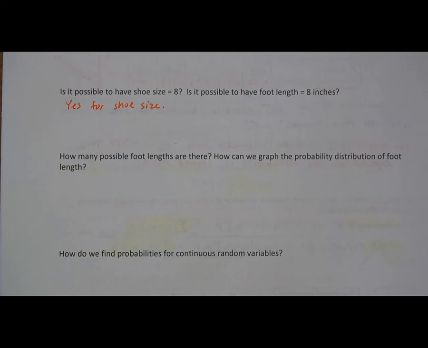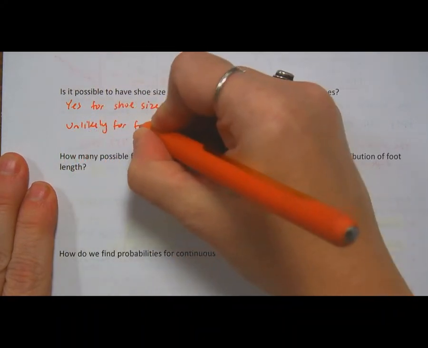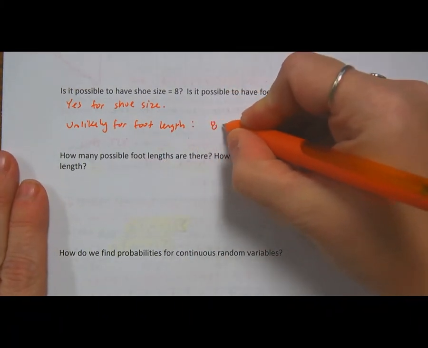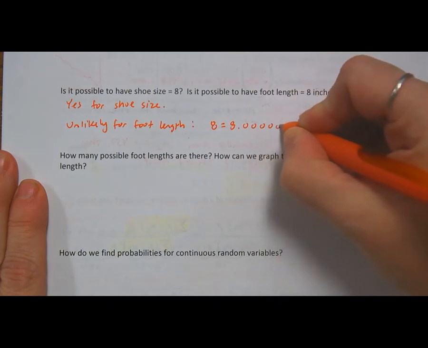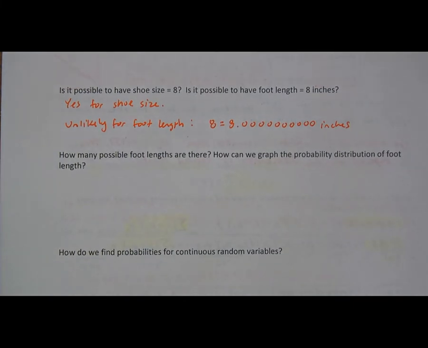Is it possible to have a foot length of 8 inches? And you might be thinking, well, yeah, but it's unlikely. Believe it or not, unlikely for foot length. And here's why. 8 inches means exactly 8. We could keep going and going and going. It's very unlikely that you would have exactly 8 inches for your foot length. So foot length would be one that we would consider to be continuous. Again, it's measured in inches. That's an easy way to tell that it's continuous.